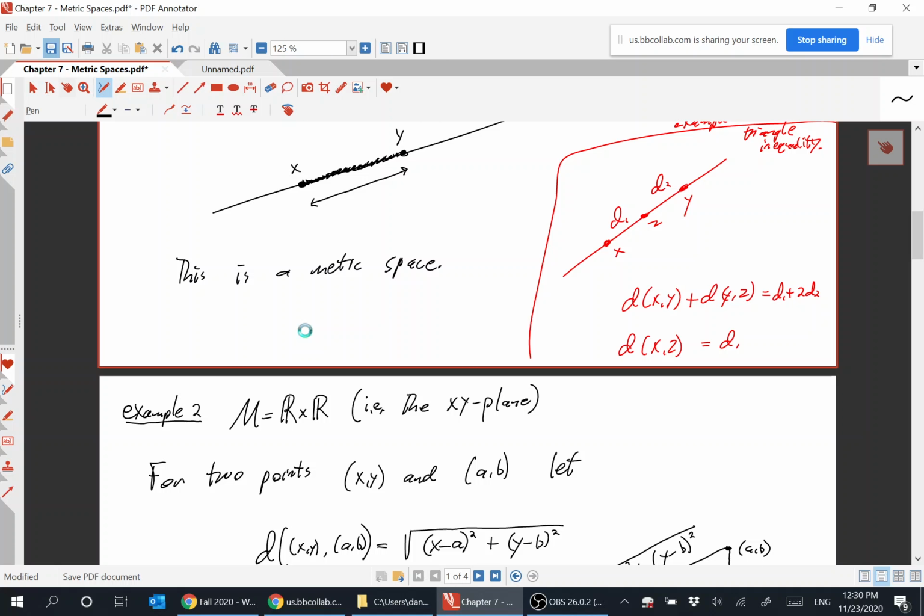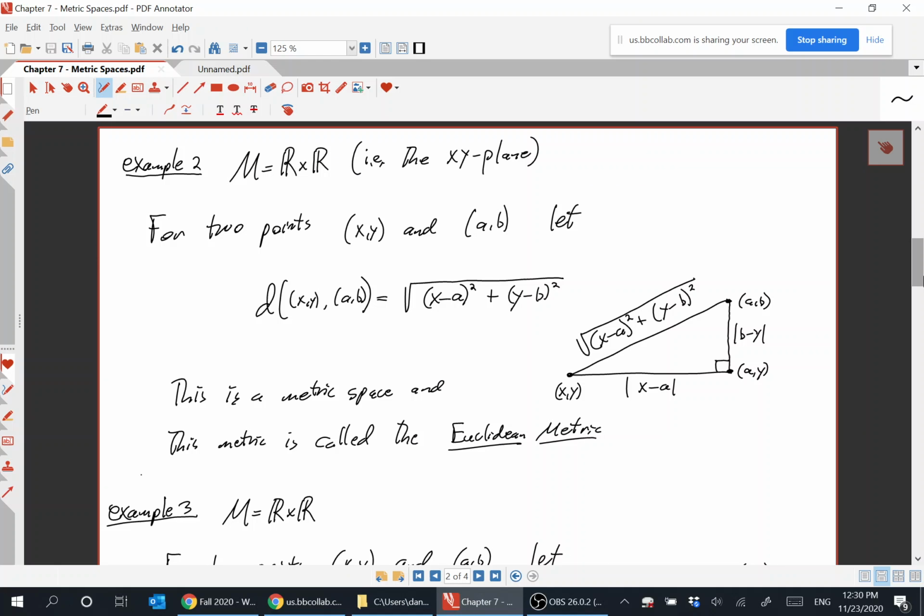All right. So next. A whole bunch of metric spaces on R cross R. So M is R cross R, the two-dimensional plane, the XY plane, the same two-dimensional plane that you're used to from 7th grade onward.